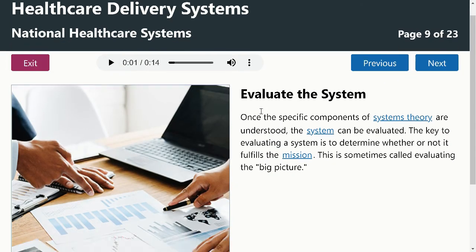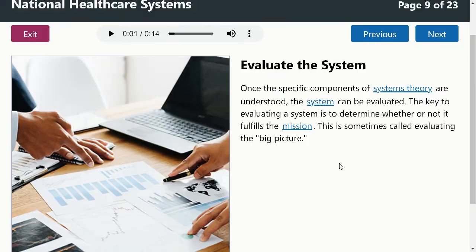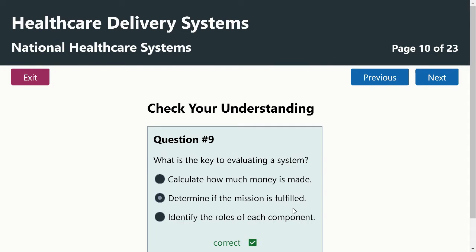Evaluate the system. Alright, so once the specific components of system theory are understood, the system can be evaluated. The key to evaluating a system is to determine whether or not it fulfills a mission. This is sometimes called evaluating the big picture. So you want to look at the whole thing. Alright, what is the key to evaluating a system? Determine if the mission is fulfilled.